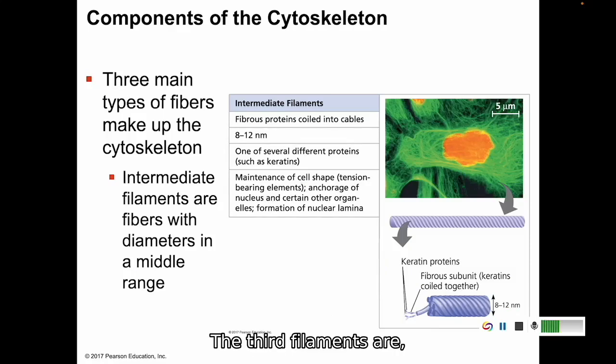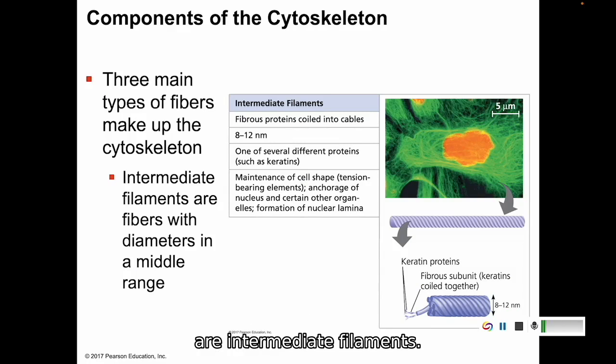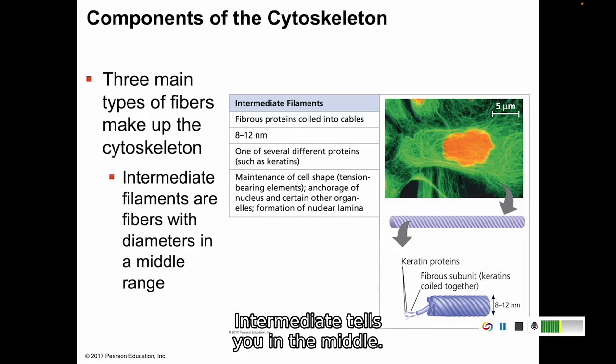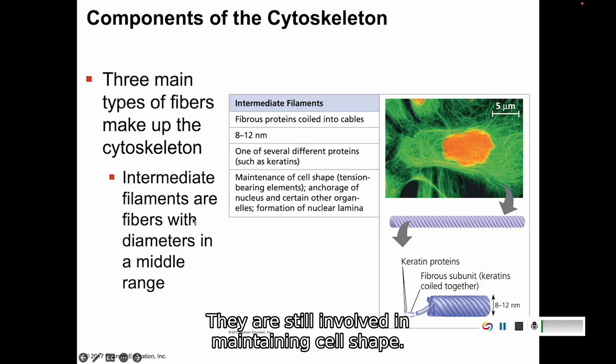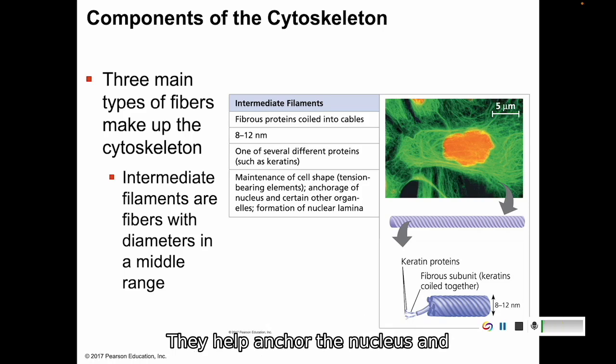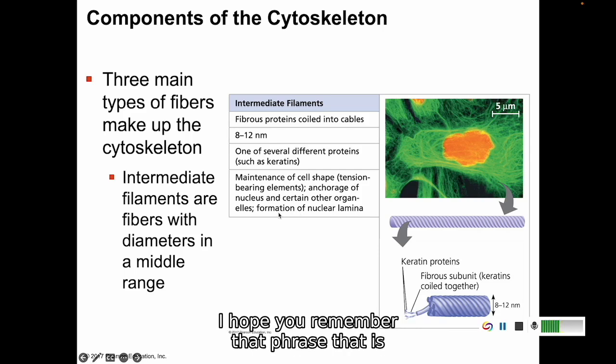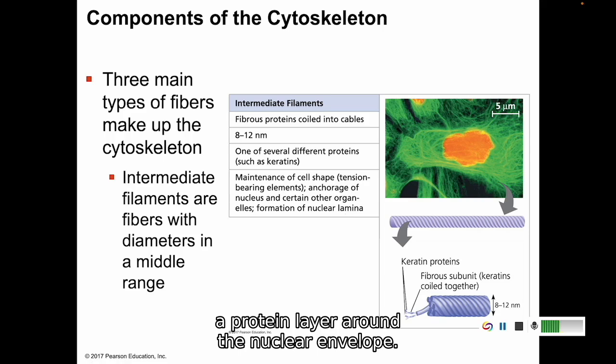The third filaments, or the third component of the cytoskeleton, are intermediate filaments. So intermediate tells you they're kind of in the middle. They're not as thin as those actin fibers. They're not as thick as those microtubules. They're still involved in maintaining cell shape. They're able to hold tension as they stretch. They help anchor the nucleus and other organelles, and they help form the nuclear lamina. I hope you remember that phrase. That is a protein layer around the nuclear envelope.